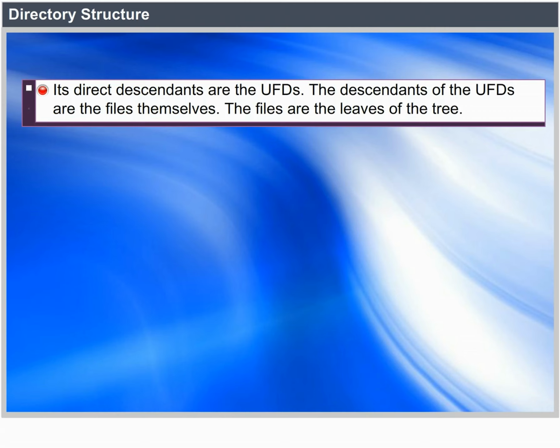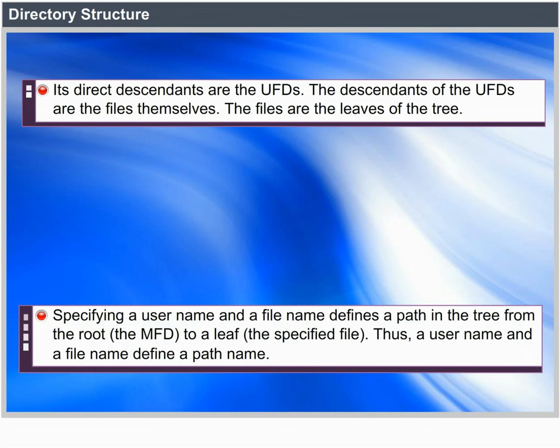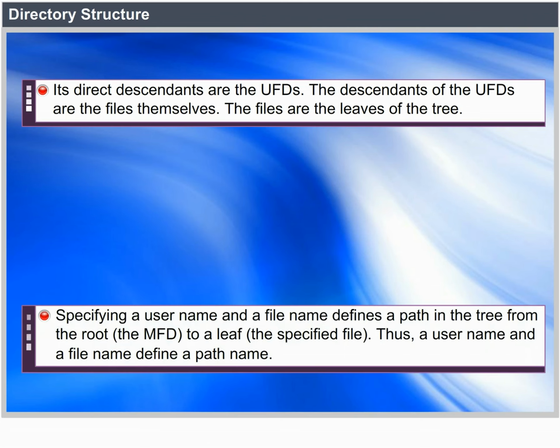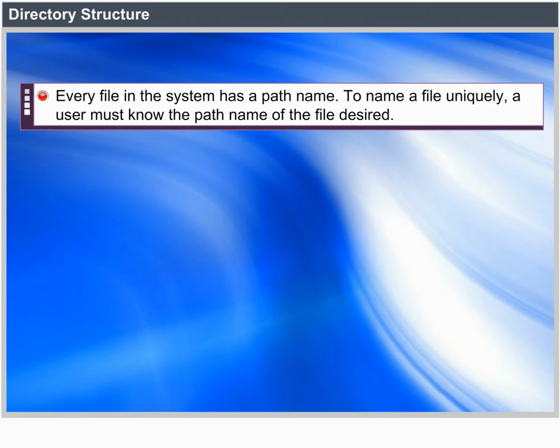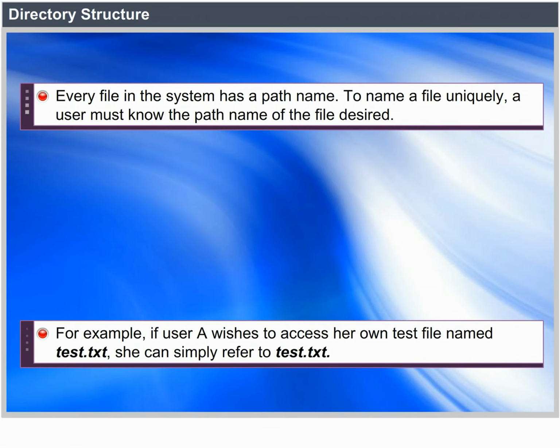Specifying a username and a file name defines a path in the tree from the root, the MFD, to a leaf, the specified file. Thus, a username and a file name define a path name. Every file in the system has a path name. To name a file uniquely, a user must know the path name of the file desired. For example, if user A wishes to access her own test file named test.txt, she can simply refer to test.txt.